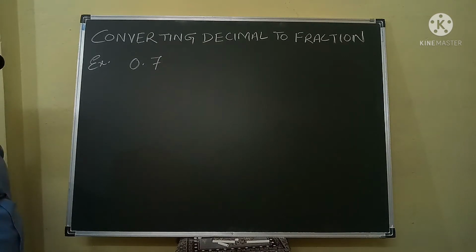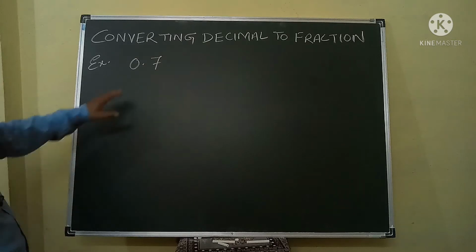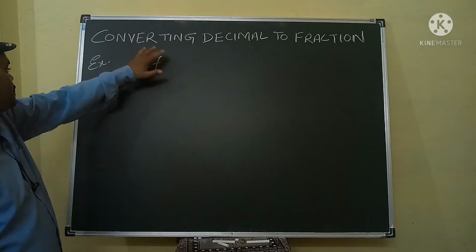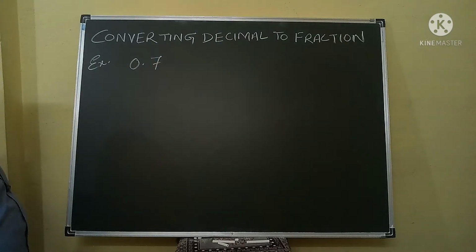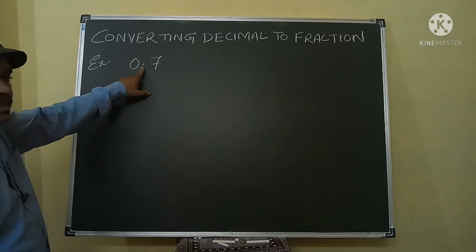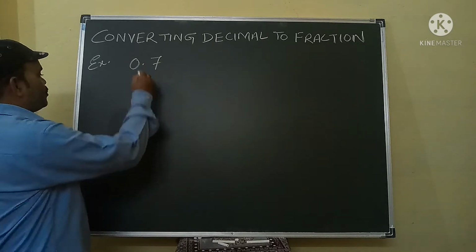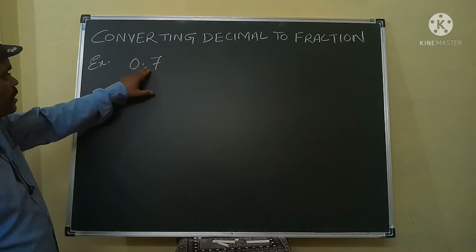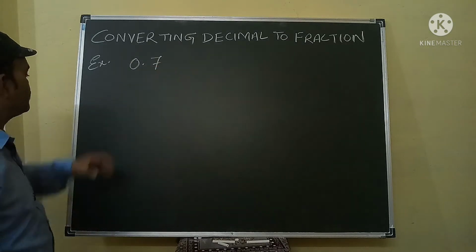0.7 is a decimal number, and your topic is converting decimal to fractional form. That means this is a decimal number, and how will we convert this decimal number to fractional form? Kindly keep in mind, in any decimal number, the decimal point is always removed by 1.